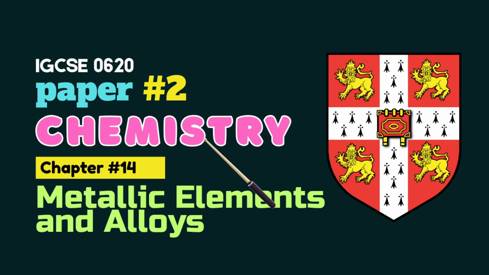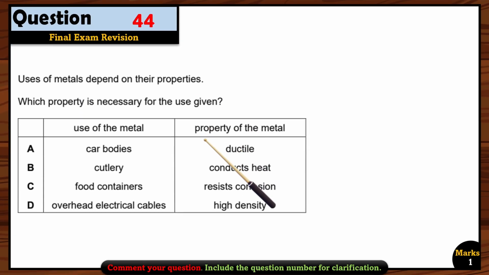Now let's see some of the common mistakes which students usually make related to chapter 14, and we will also check some common questions which will appear in your exam. Chapter 14 is about metals, the metallic elements and their alloys. The questions that usually appear in the exams are related to alloys. From this chapter, most of the questions will be related to alloys, and some questions can be related to the properties or the use of the metals.